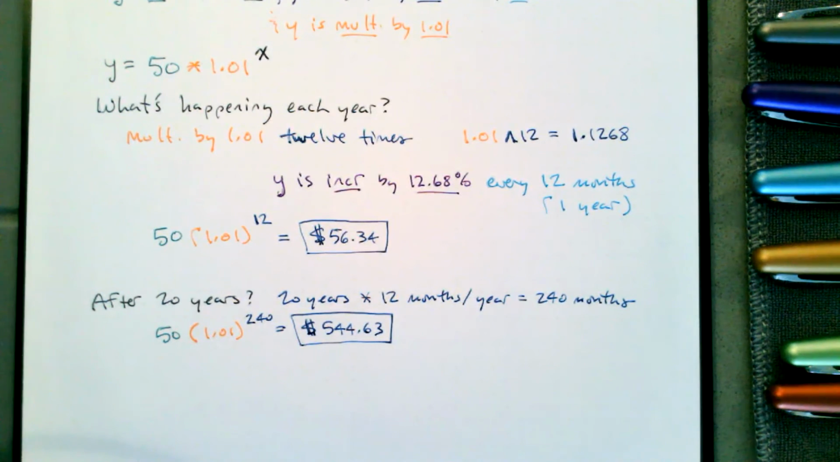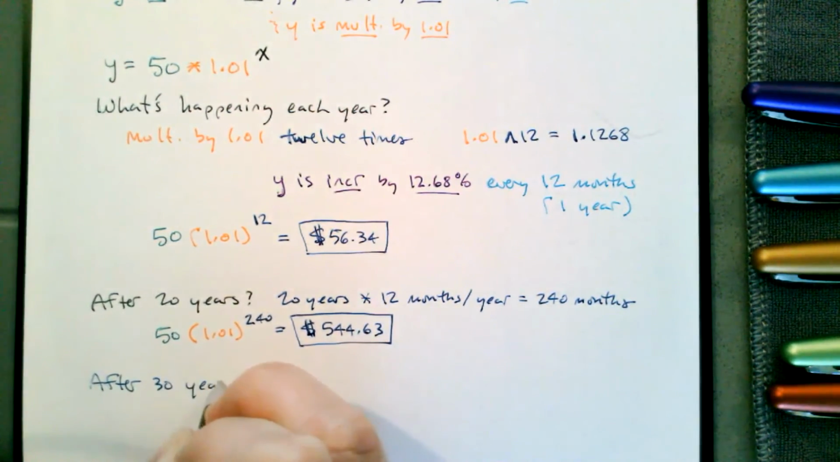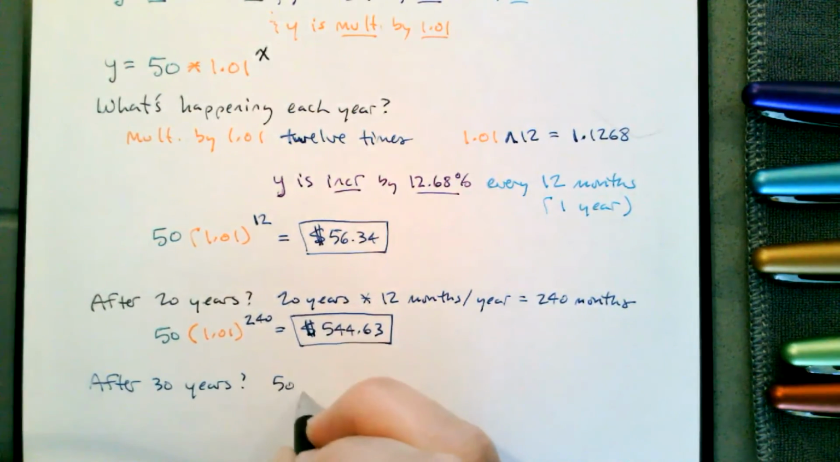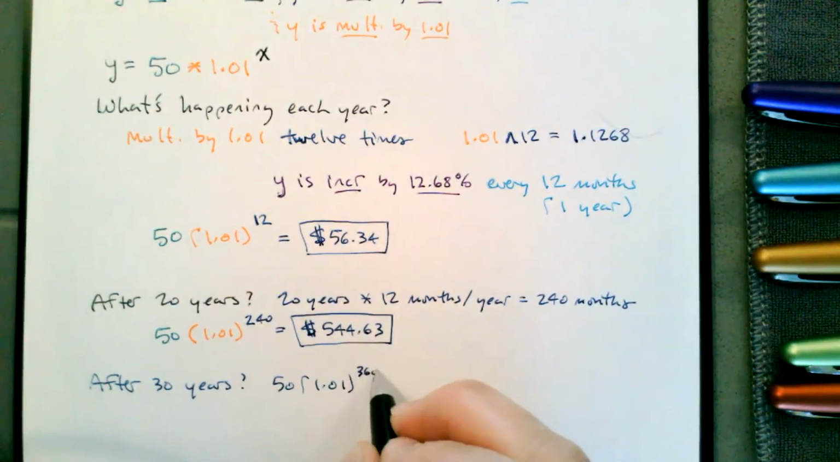I said earlier that it's a mistake to refer to exponential growth as just fast growth. Exponential growth is eventually fast. Notice after 12 months, our investment has only gone up by $6.34. Not really noticeable. But eventually, we start seeing much faster growth. What about after 30 years? That would be 50 times 1.01 to the 360th power, which is 360 months.